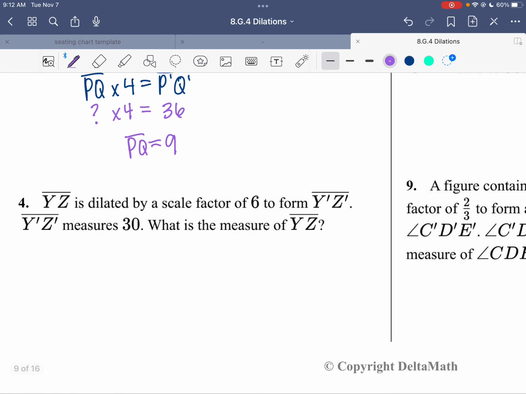Number 4, YZ is dilated by a scale factor of 6 to form Y prime Z prime. If Y prime Z prime measures 30, what is the measure of YZ? So YZ is multiplied times a scale factor of 6, and that's going to give us Y prime Z prime. We are told that Y prime Z prime measures 30. So to find the measure of YZ, we divide 30 by 6, and we get that YZ is 5 units long.